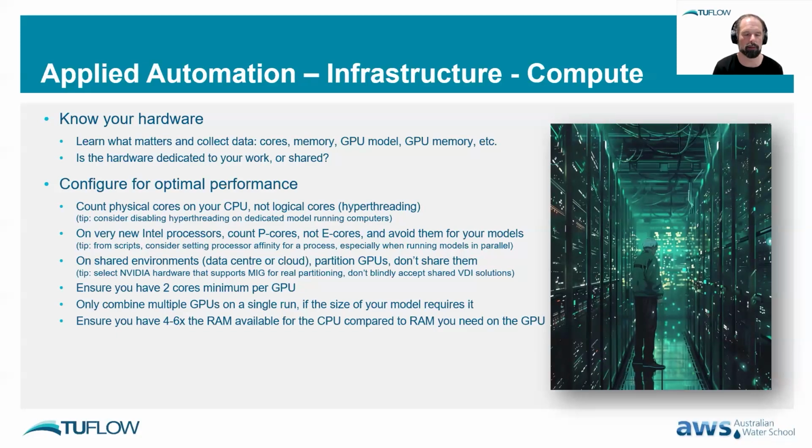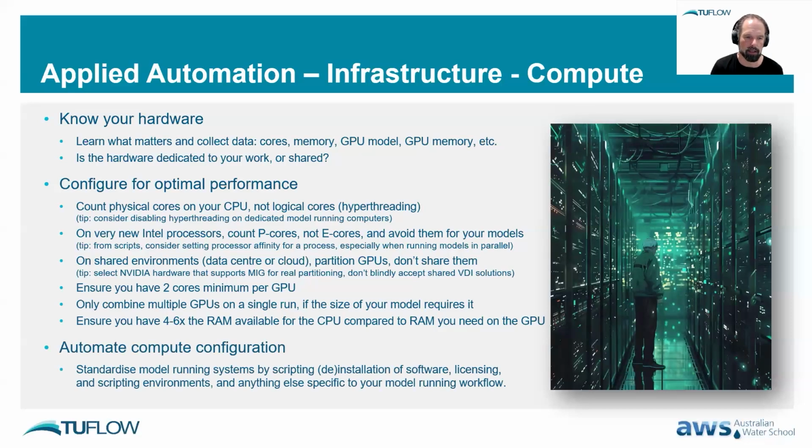These are some rules of thumb, but configure your machines to comply with this. Get a little bit of extra memory or reduce the amount of work you run on it so that you don't break these rules and you'll get optimal performance. And automate the compute configuration. Automation is not just about automating the model. It can also be about automating the setup of these machines. Make sure that everything is on there.